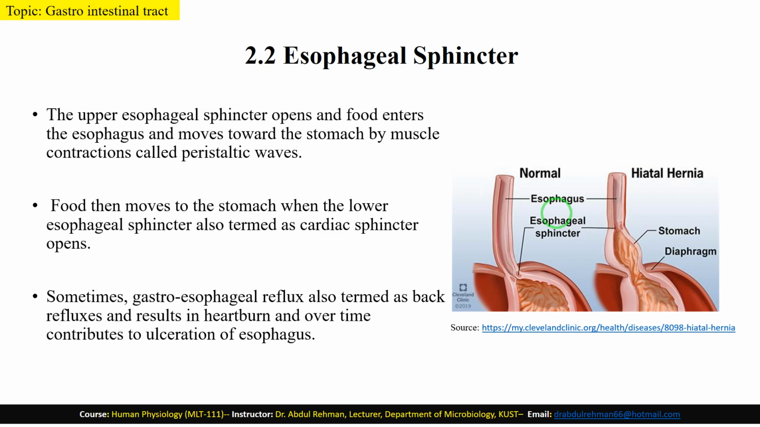But sometimes acid reflux, that is a clinical condition, develops, which allows the gastric juices to enter into the esophagus and leads to ulceration or sometimes heartburn, especially in gastric patients.